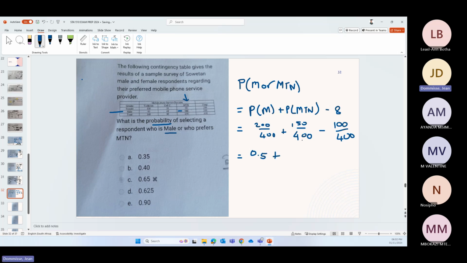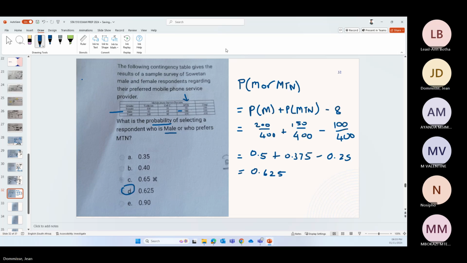plus 150 divided by 400 is 0.375, and then that would be minus 0.25. So 0.5 plus 0.375 minus 0.25 is equal to 0.625, which is option D.